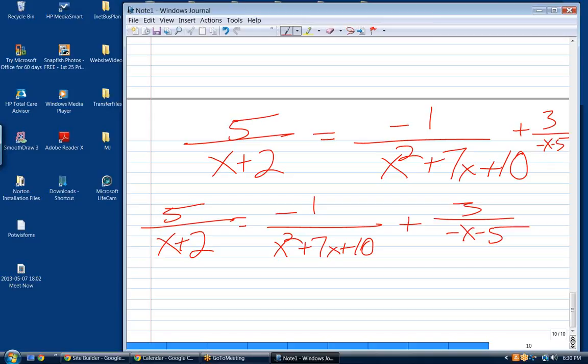All right, whenever you see a quadratic in an equation like this, and it can be factored, factor it. What does that factor into? X squared plus 7x plus 10. So how do you factor that?